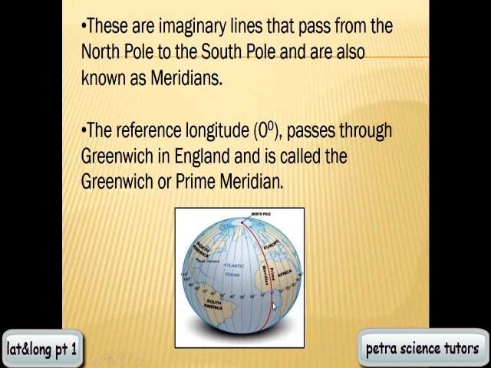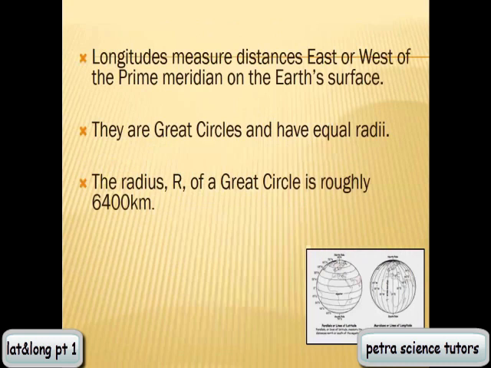So this is the front part of your prime meridian. The back you cannot see at this point. Okay. So all of them have the same circumference or the same radius. Remember, from circle we have that circumference equals 2 pi r. So all longitudes have the same radii. So they are called great circles. They are what? Great circles.